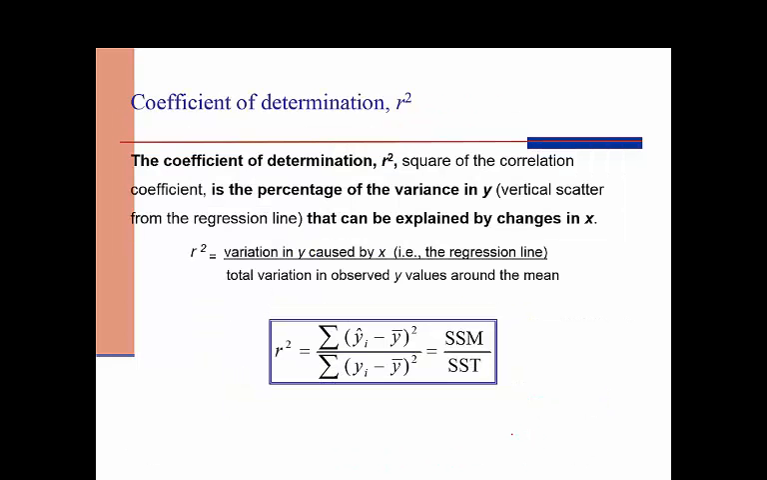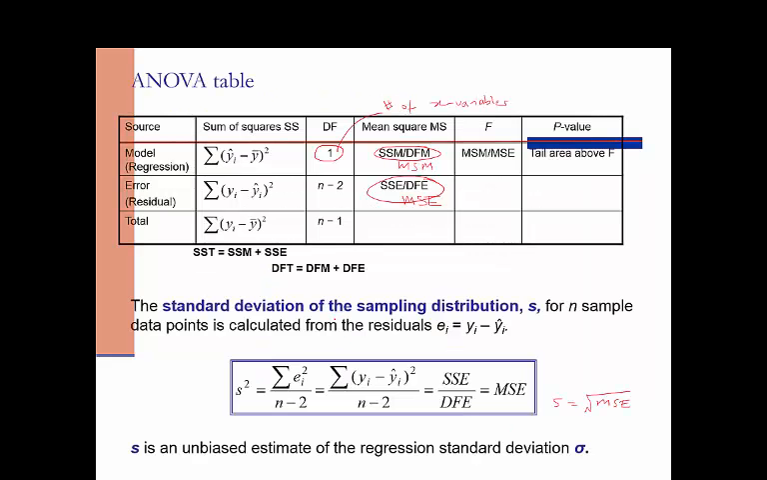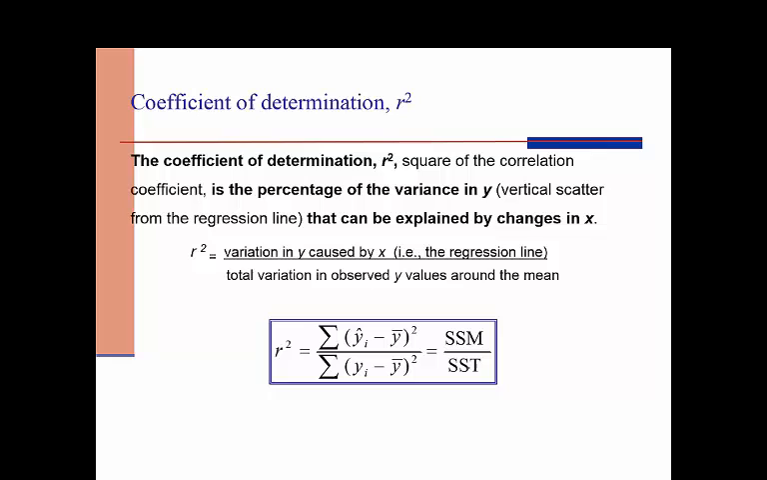The other thing to pay attention to is the R squared value. The R squared value can be computed using the sum of squares of the model, this value right here, SSM, divided by this value right here, SST, which is the total. So SSM over SST gives you the R squared value.